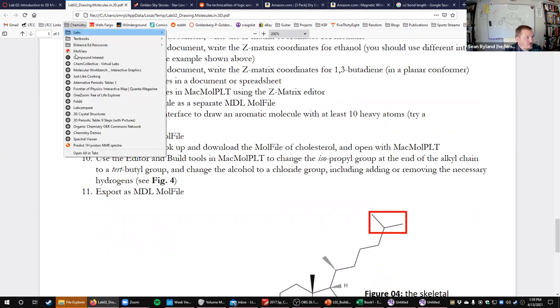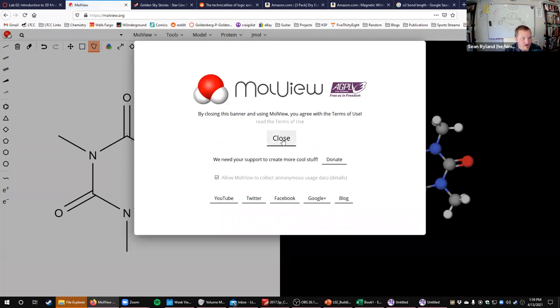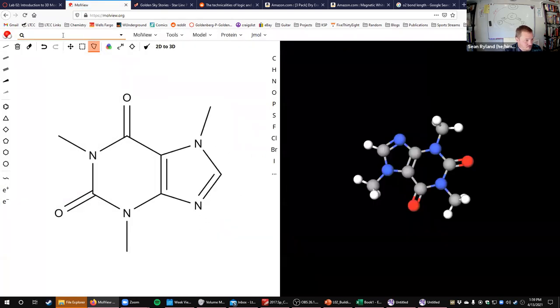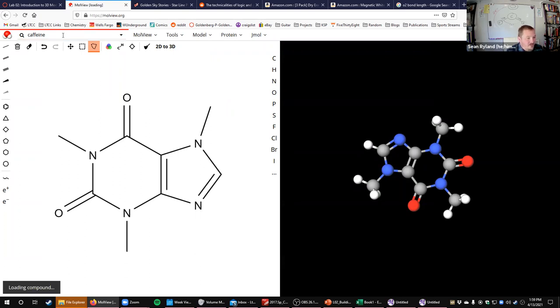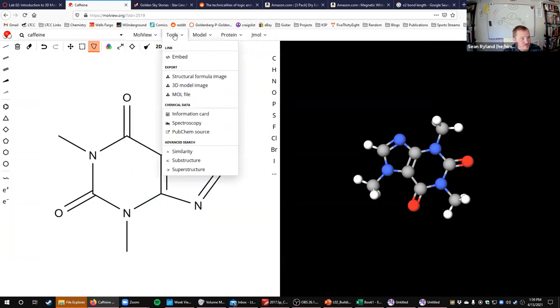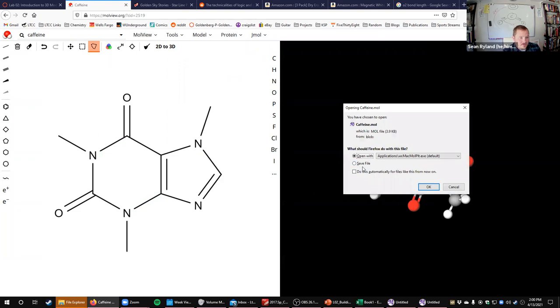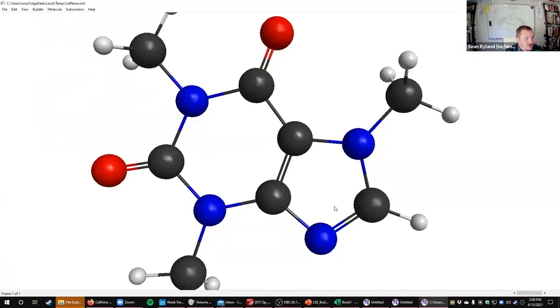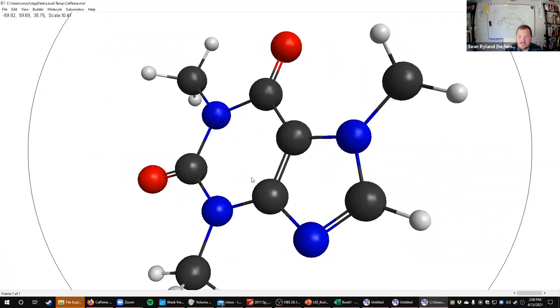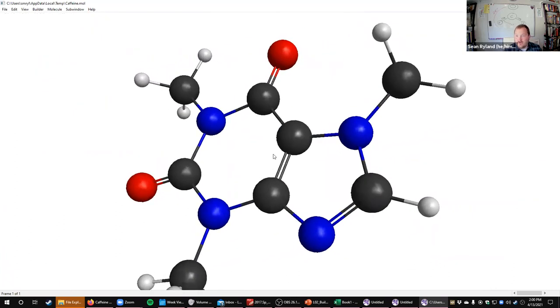So if we go to MolView and look up something, so I won't do cholesterol, but let's say, well, caffeine is the one that it opens by default. Let's say I wanted to save that. If you come over to tools, you can go to export, MOL file. And so you can save that, or you can open it directly with MacMol PLT. And now we've got something in three dimensions. That's our structure of caffeine. So MolView plays nicely with MacMol as well.